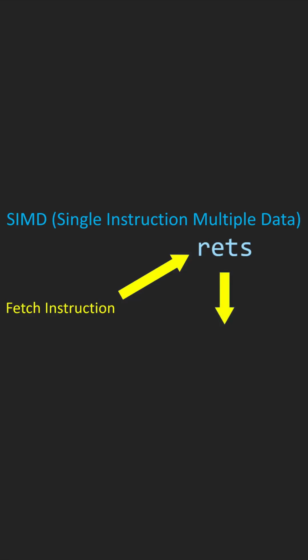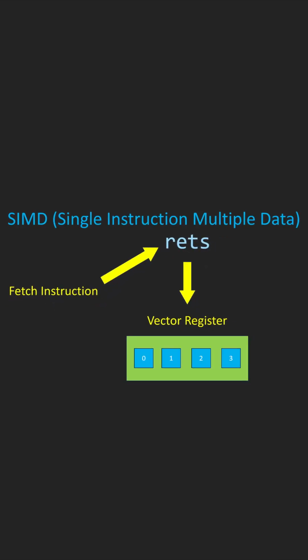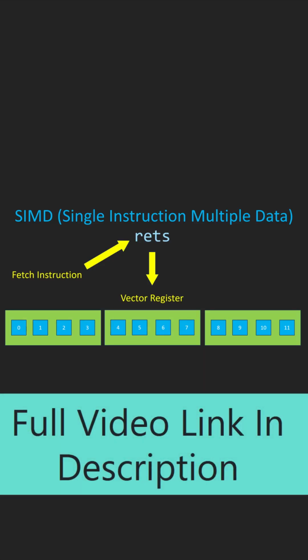In a SIMD architecture, during the CPU's fetch-execute cycle, a single instruction is fetched and is executed simultaneously on multiple data elements. This is made possible by packing our vector elements into a special type of register called a vector register. If there are more elements within the vector than can fit into a single vector register, multiple registers will be used. To learn more about how vectors and SIMD can improve your code, check out the full video.